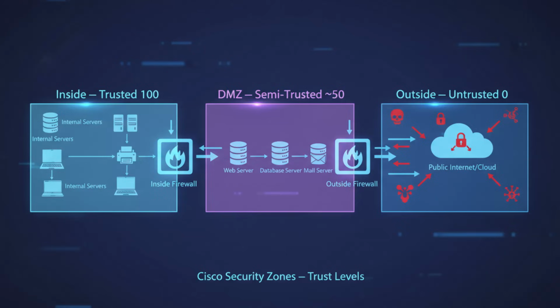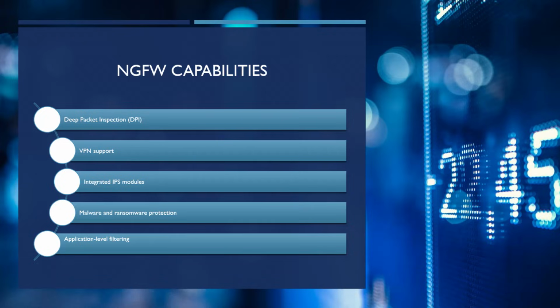Security zones. Cisco's firewalls use trust levels 0 to 100. Inside 100, trusted; outside 0, untrusted; DMZ 50, semi-trusted, used for public-facing servers. NGFW capabilities: deep packet inspection, malware and ransomware protection, VPN support, application level filtering, and integrated IPS modules.